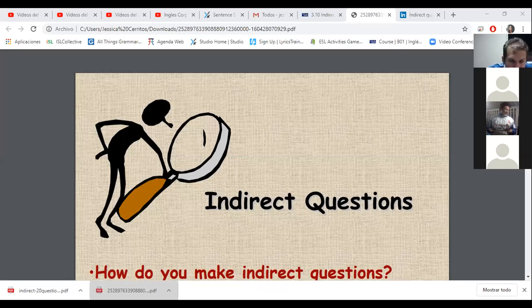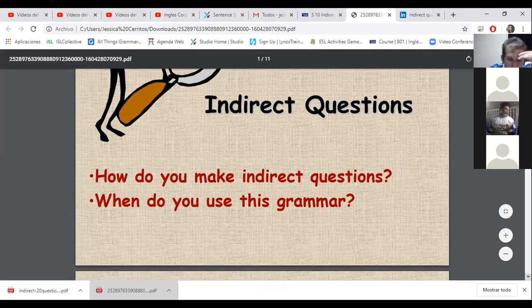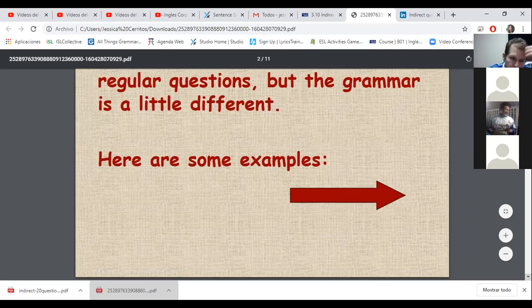All right, it says indirect questions. That only helps us understand it better. All right, indirect questions. How do you make indirect questions? When do you use this grammar? Okay, indirect questions have the same function as regular questions. You can perfectly well ask Walter, Walter, do you have money? Or I tell him, Walter, I was wondering if you have money. I can ask the indirect or the direct question, and it's okay. It's just that the indirect ones are a bit more, right? More polite. But there are questions you don't ask straight away. All right, but the grammar is a little bit different. Okay, here are some examples.